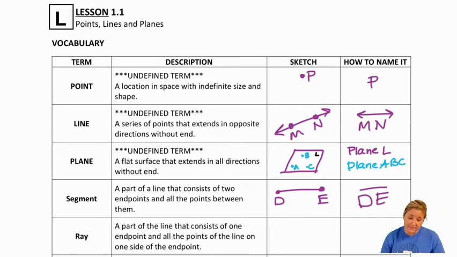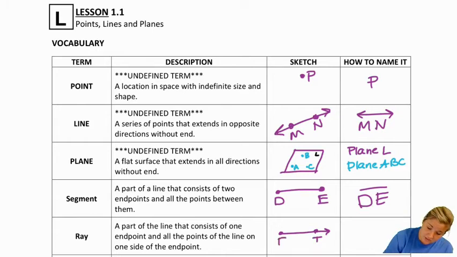A ray is a part of a line that consists of one endpoint and all the points of the line on one side of the endpoint. So it's like part line segment, part line, because you have one endpoint. Typically you would name this with another point on that line. So this would be ray RT. You would note it in the direction that it is facing, ray RT.